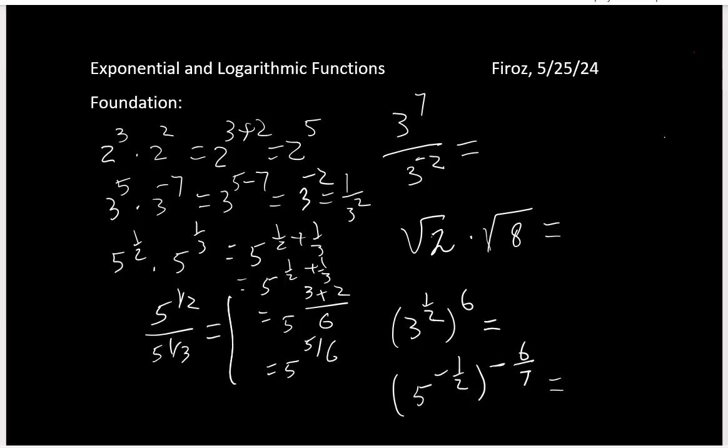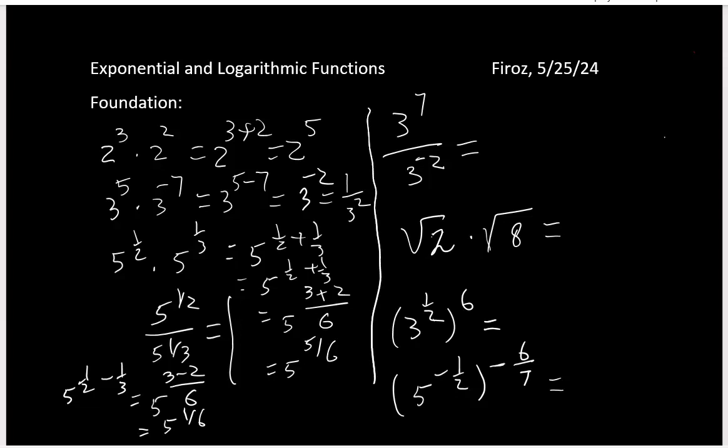Then the next one is 5 to the 1/2 divided by 5 to the 1/3. So this one you write 5 to the 1/2 minus 1/3. So you have 5 to the, now 2 times 3 is 6. Then you get 3 minus 2. So that gives you 5 to the 1 over 6. Next we have 3 to the 7 over 3 to the -2. So when you have division, then you subtract. That gives you 3 to the 7 plus 2, which is 3 to the 9.